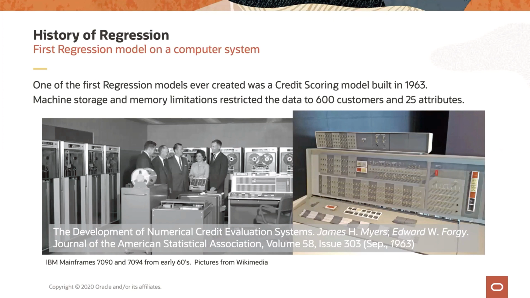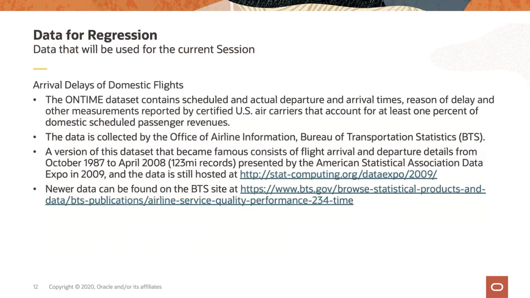So for us, the example we want to look at today is the arrival delays of domestic flights. There is a famous on-time data set. It was shown at the American Statistical Association Data Expo of 2009, and at that time it had 123 million records. It's still available, so if you go to that link, you can download that data and play with it.